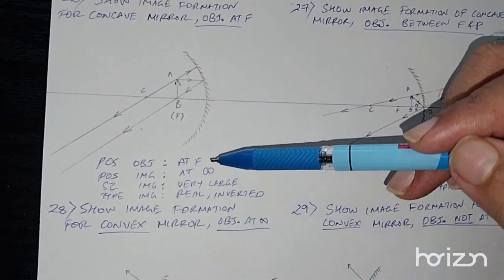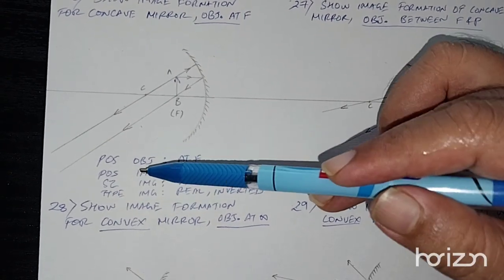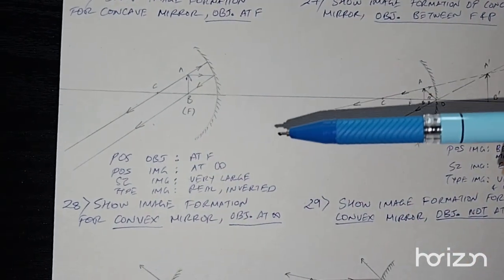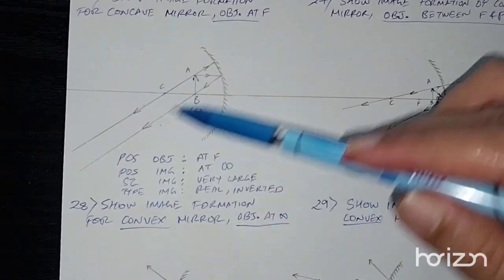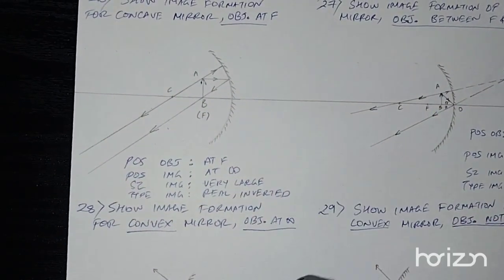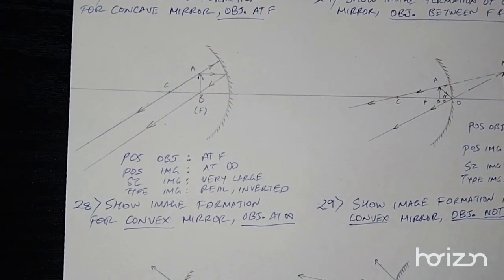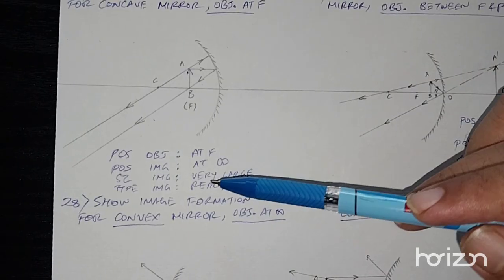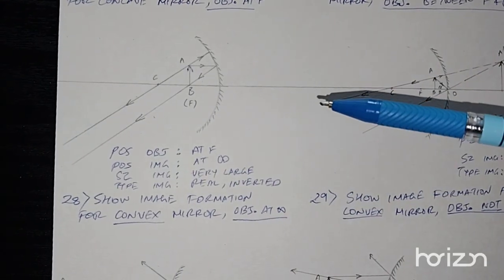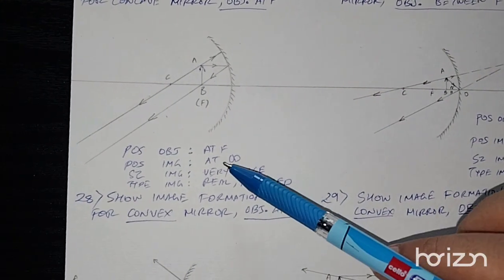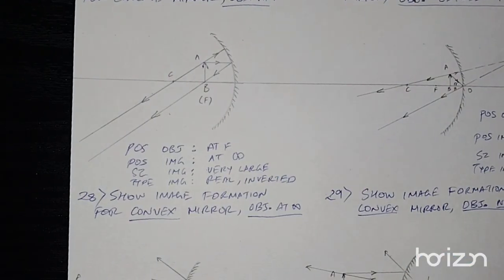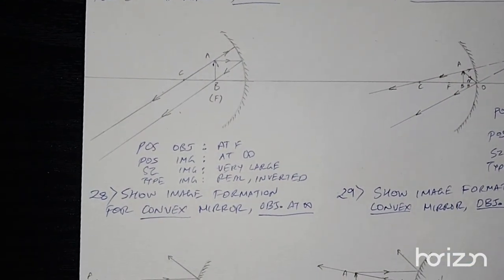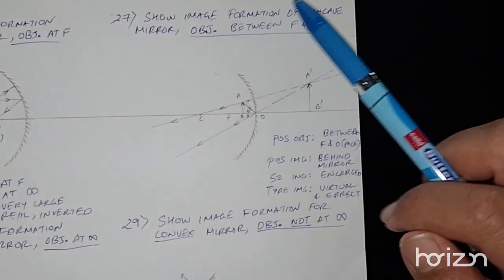So the position of the object is at F, the position of the image is at infinity. The size of the image is very large because A is formed somewhere very far and B is formed somewhere very far, so the image is very large. It is a real and inverted image. The image is formed at infinity means it is formed very far away. Okay, so let's look at the other question.